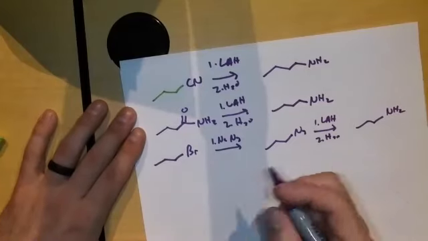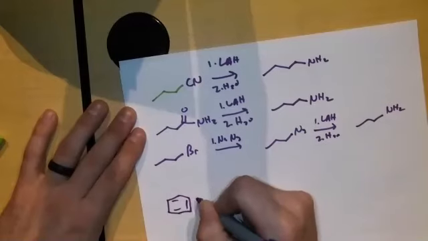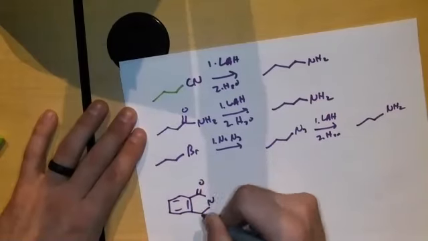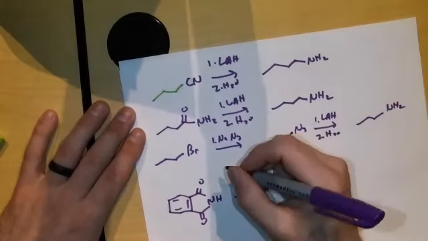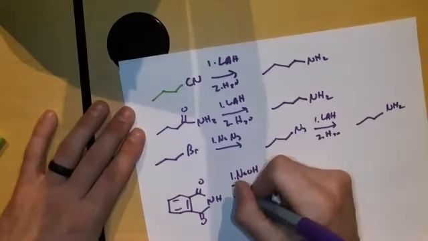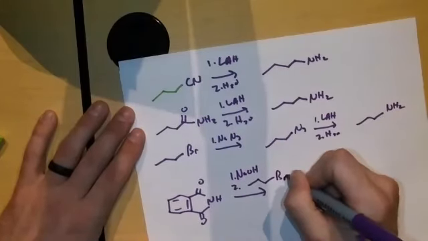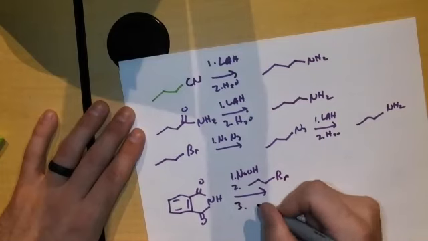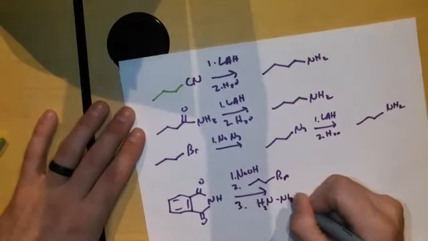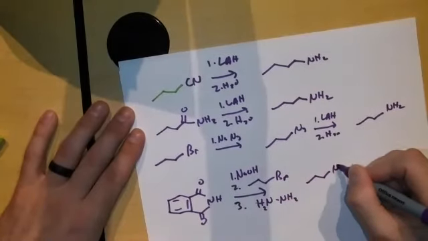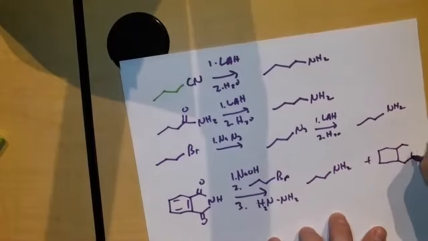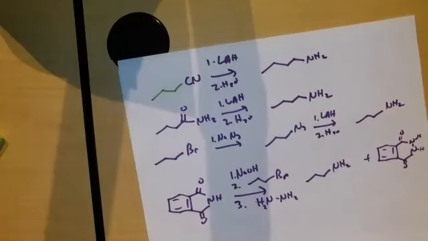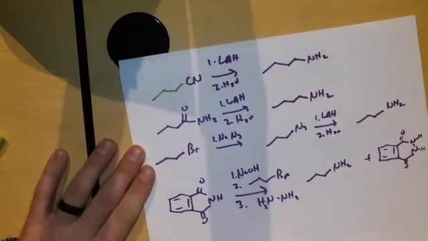Taking our phthalimide, adding in NaOH, our alkylating reagent, followed by, let's do hydrazine here, it is going to get us to our amine plus this byproduct.